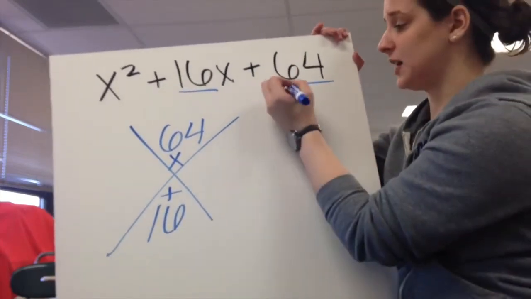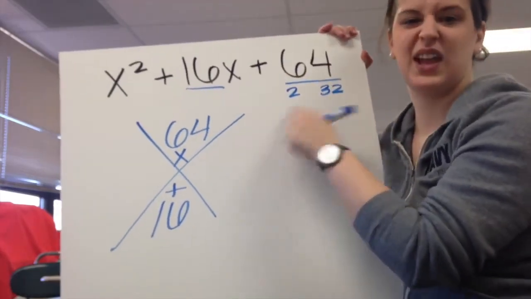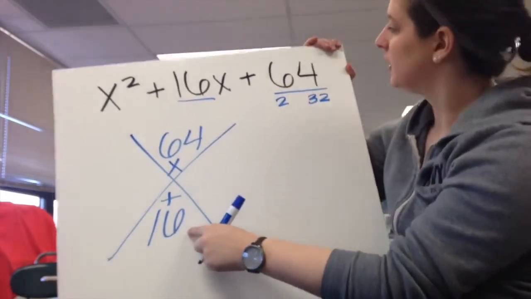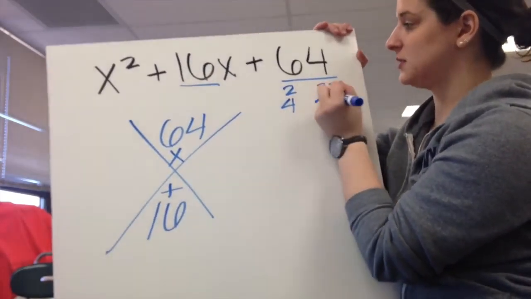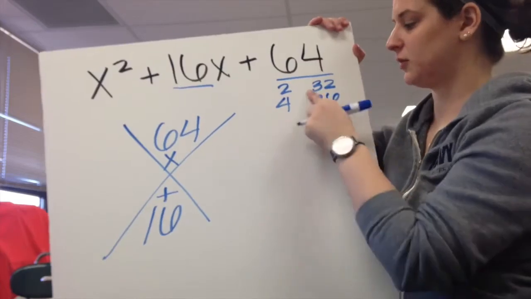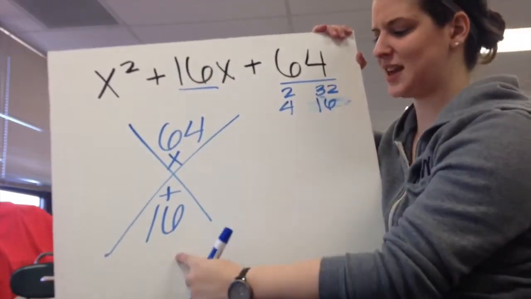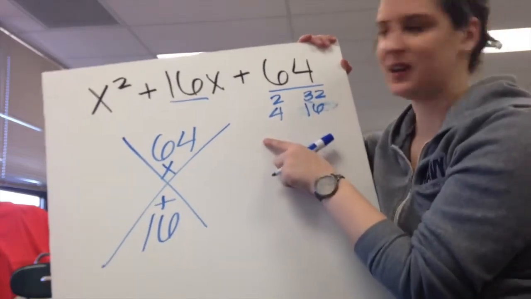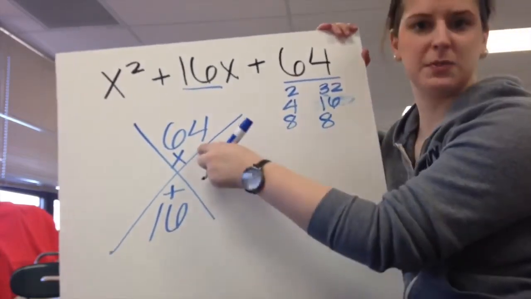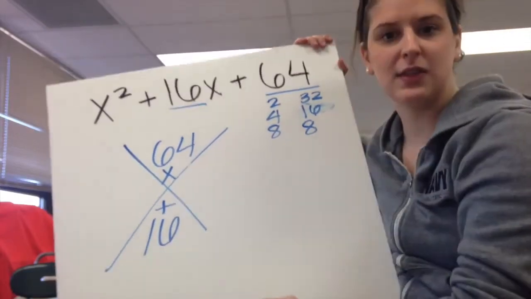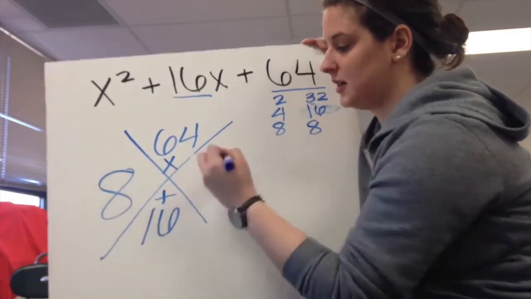64, I know that can be, let's see, 2 and 32. When they add together, that doesn't make 16. We have 4 and 16. When they add together, that doesn't make 16, that makes 20. And then we have 8 and 8. Well, they multiply to make 64, and they add to make 16, so that is our answer. So we have 8 and 8.